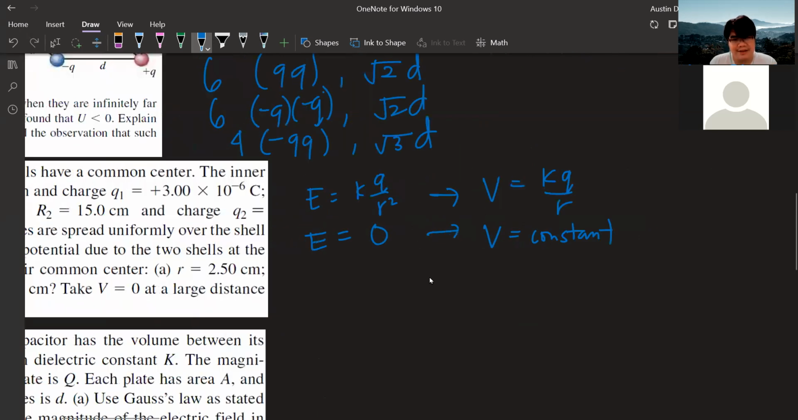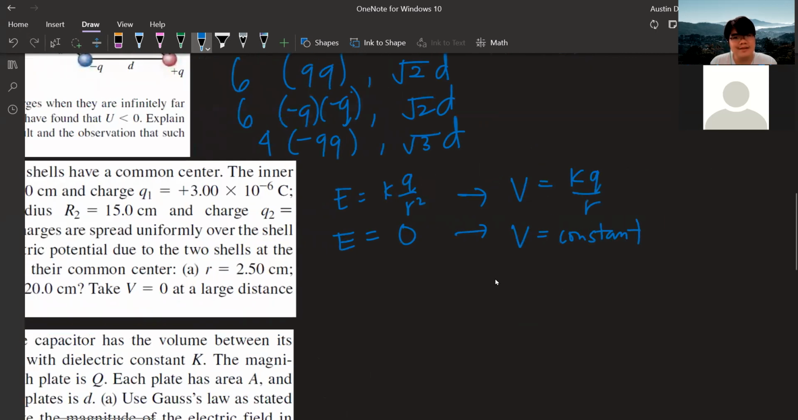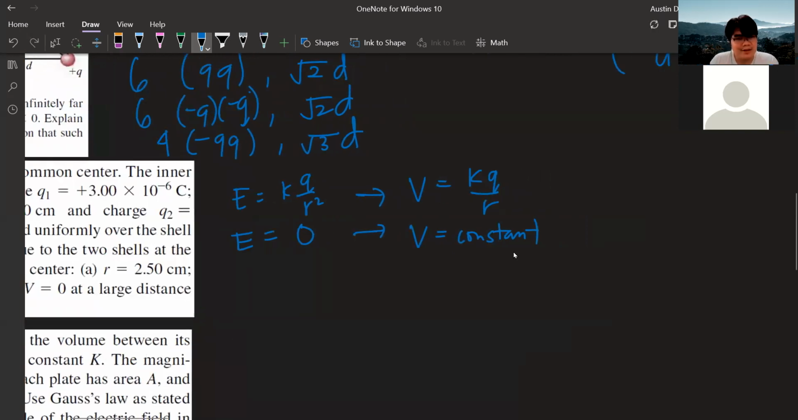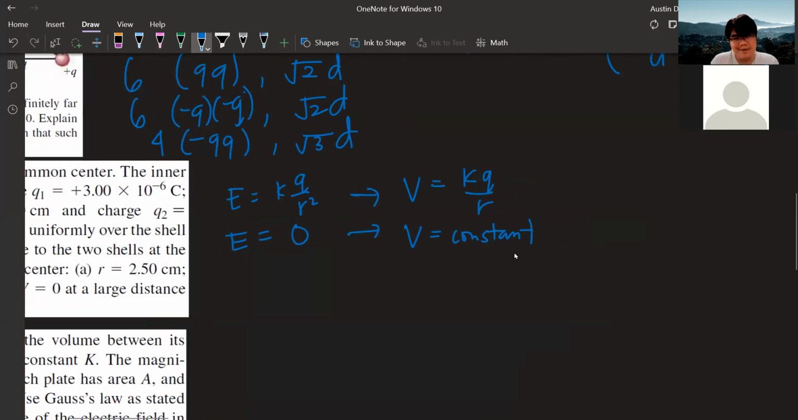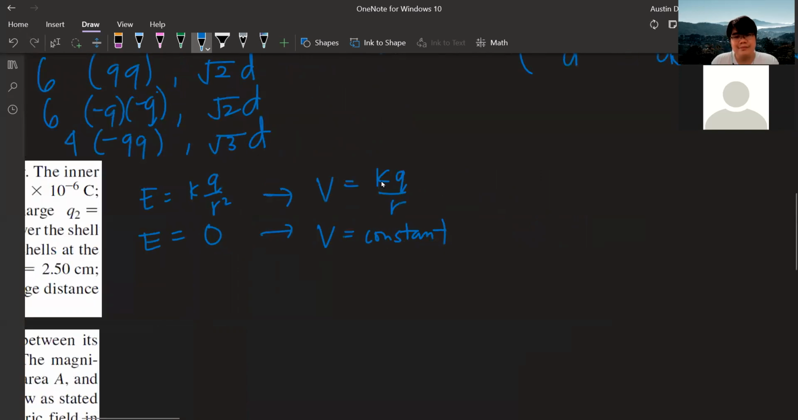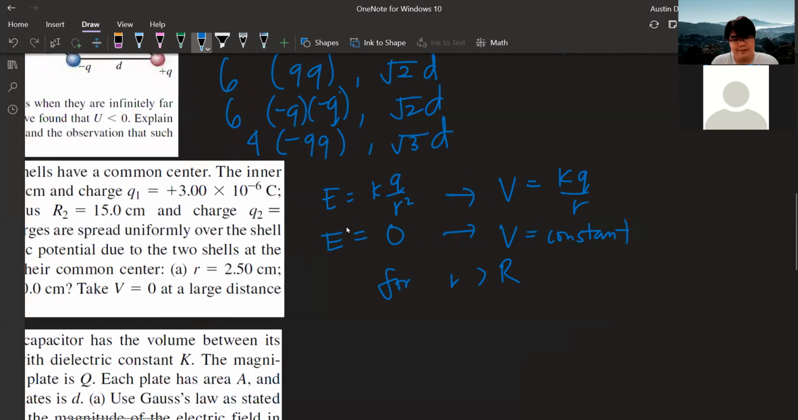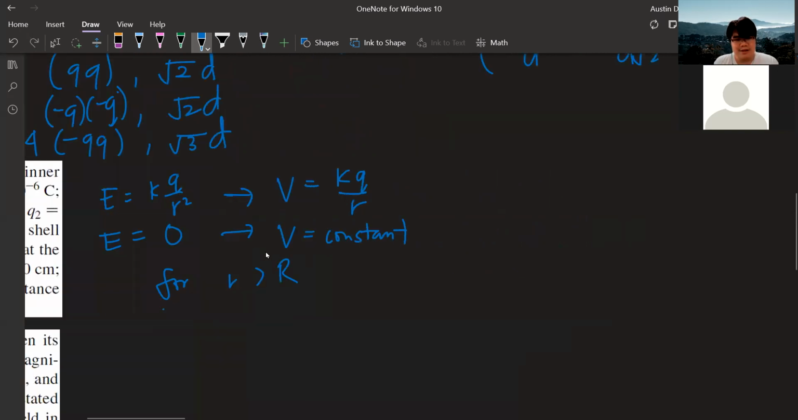Now, potential is always continuous. Continuous ang potential. Well, hindi pala always. May cases na discontinuous siya, pero that's for another, hindi nyo kailangan aralin yung mga ganun bagay. Okay, but sa mga case na inaaral natin, the potential is continuous. Okay, so for r greater than the radius of the spherical shell, ang makukuha mo na potential is kq over r.